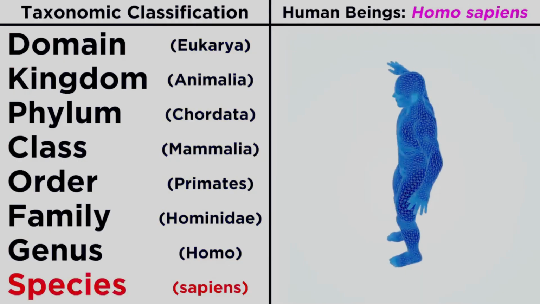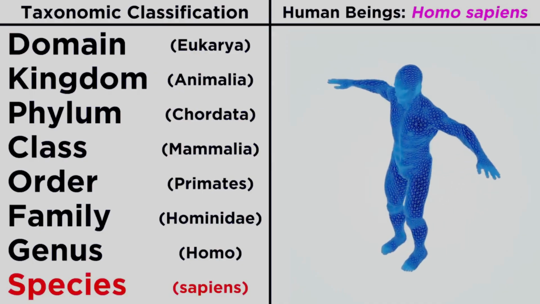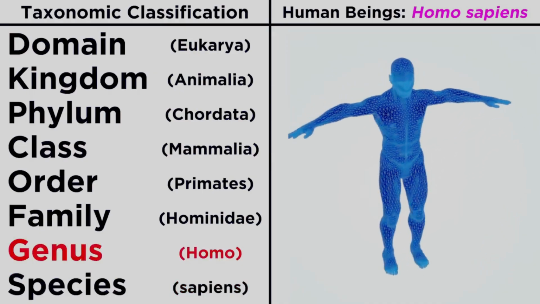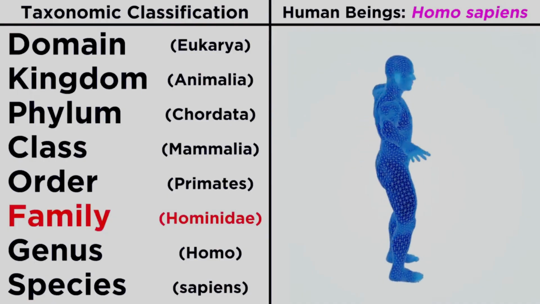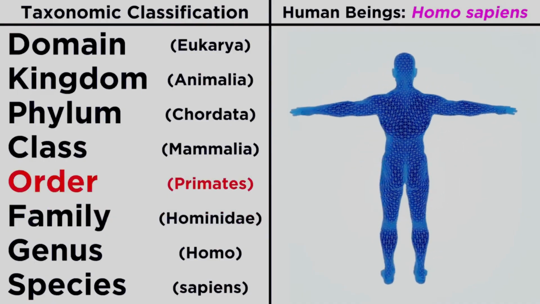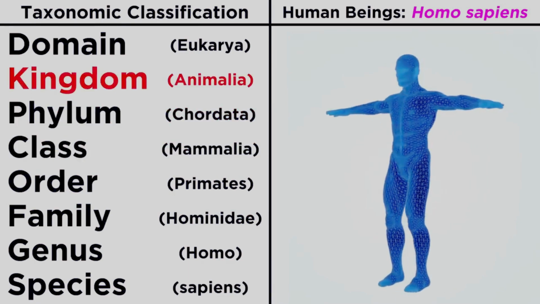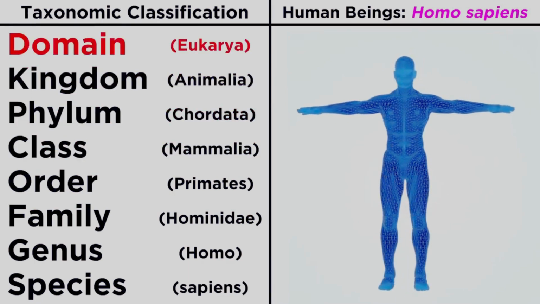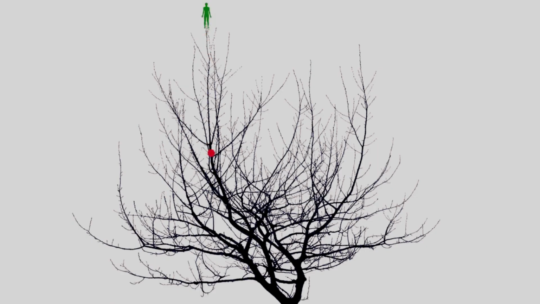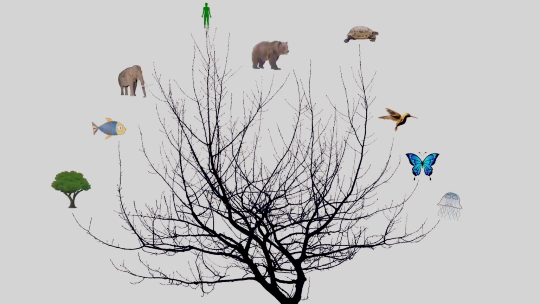To review, we humans are collectively the species Homo sapiens. We belong to the genus Homo, the family Hominidae, the order Primates, the class Mammalia, the phylum Chordata, the kingdom Animalia, and the domain Eukarya. We can trace a path from the tip of our branch all the way to the trunk, and every organism on Earth will converge with our path at some point, whether very recent or very distant, which means that every living thing is related in some way.